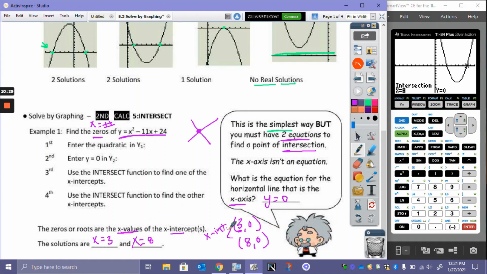Biggest thing to remember here, you have to type in a second equation of y equals 0, or you will not be able to find any intersecting lines. Right? And what we typed in was that this is our second line, so that's why you can't see it on the graph.